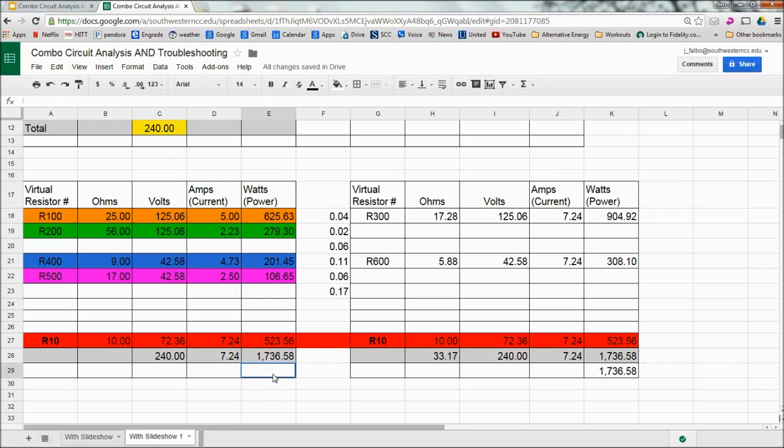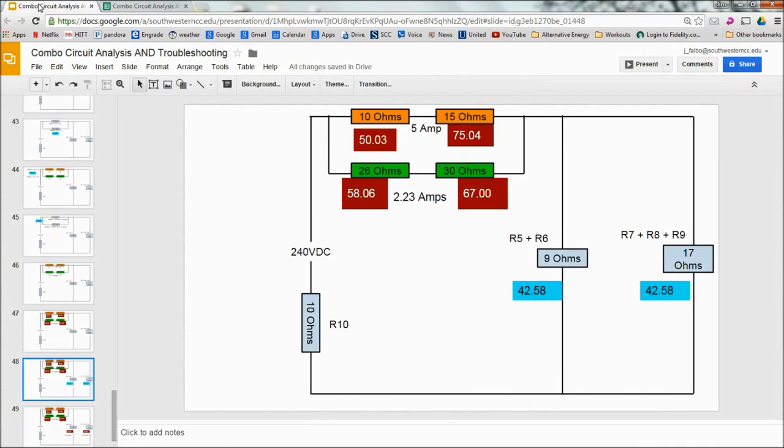But I told you we could add those up and get the same answer. So let's take the sum of all these wattages, including our 10 ohm, and lo and behold, it works out again. Now let's go back up to here. Now if I know the voltage across this branch and I know the resistance, I could figure out the current across this branch.